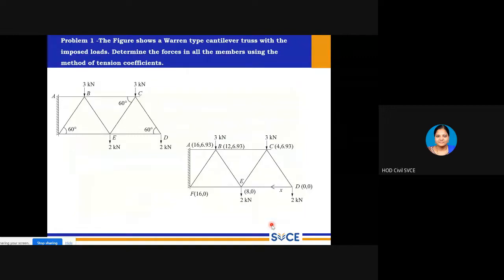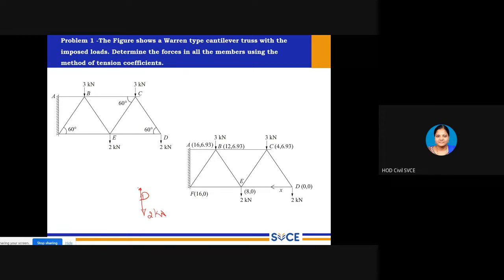Let me draw the diagram here itself. Okay. So this is the joint D. What are the external forces acting at the joint D? One is for C and another one is for E. No, I'm asking about the external force. What are the forces acting at the point? Yeah, you have a 2 kilonewton force which is acting like this.